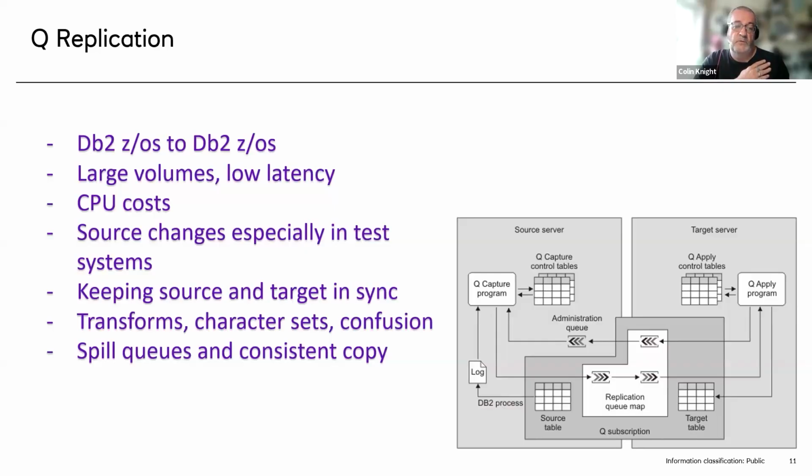And what we have within queue replication for that is spill queues. So whilst we're stopping the updates through capture and apply, but not the subscription, any data that is captured from the log is sent to a spill queue to be applied when we resume the subscription. So we suspend the subscription, take a copy of the targets, and then resume, and then we apply all the spill queue updates to the target. So that's quite a nice way of taking a consistent copy, and we use that in one or two places within NatWest.